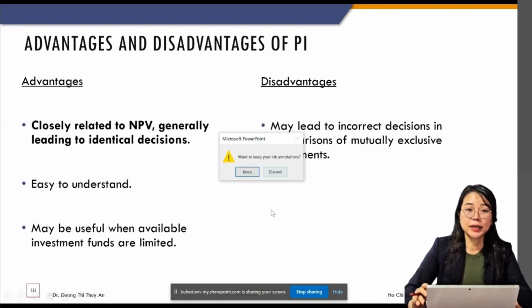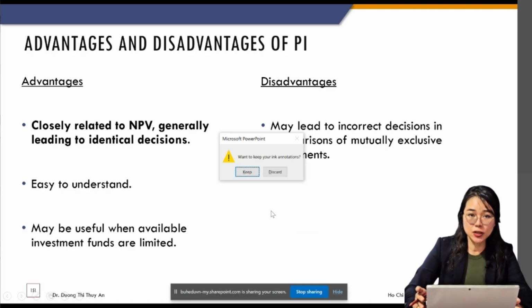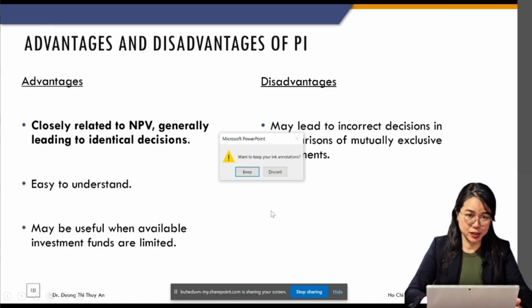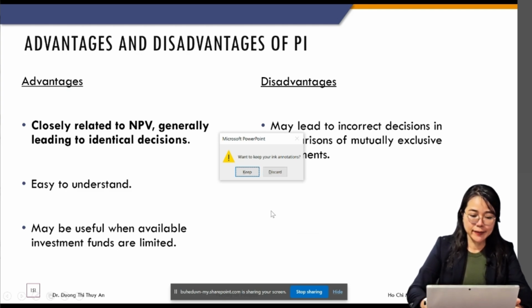Oh, please bear in mind to take a look at the advantages and disadvantages of each criterion in investment project evaluation. Okay, remember to take a look. What are the advantages and disadvantages of NPV, of IRR, of payback period, discounted payback period, and also the modified IRR and the PI? Okay.